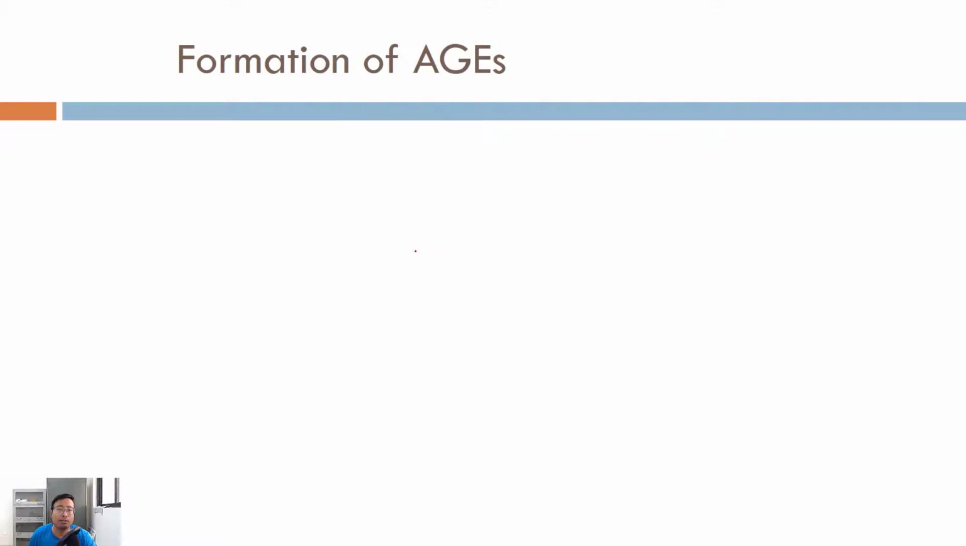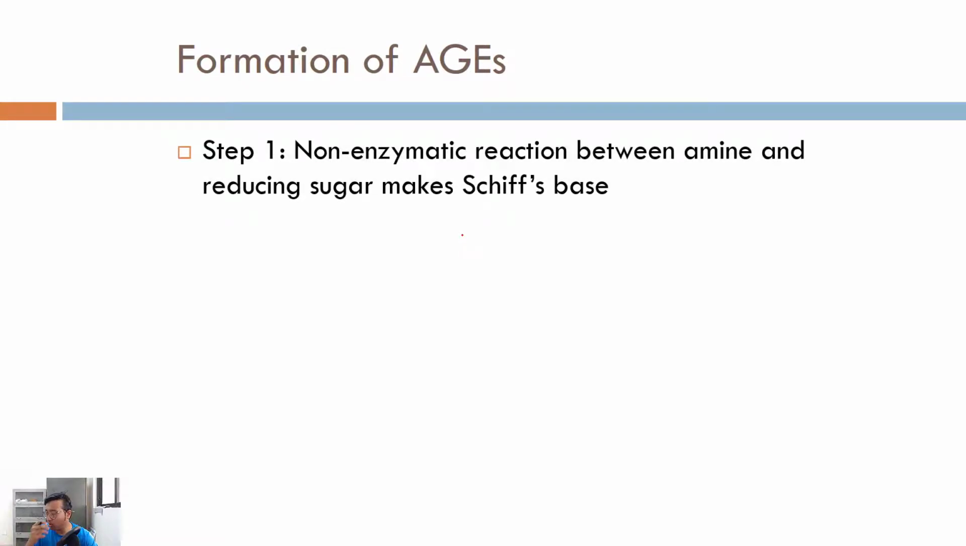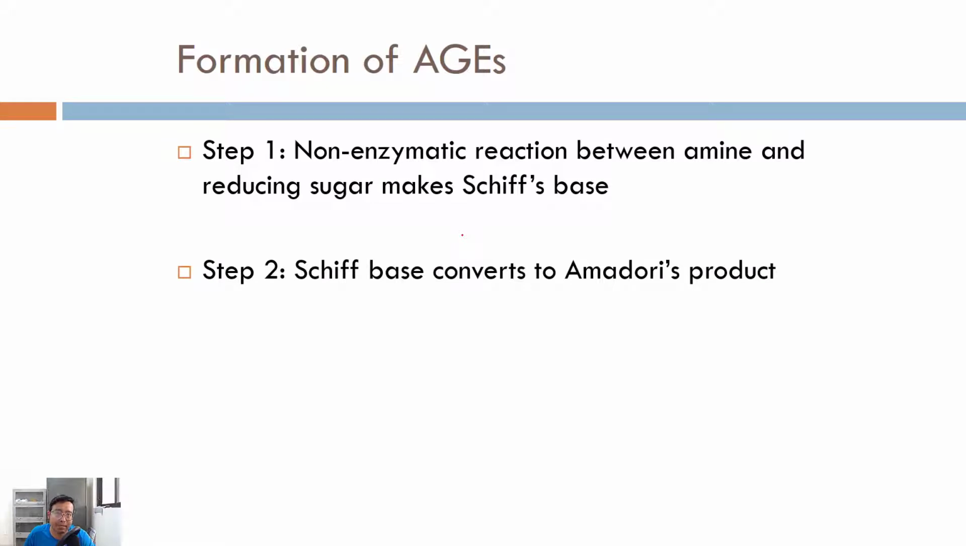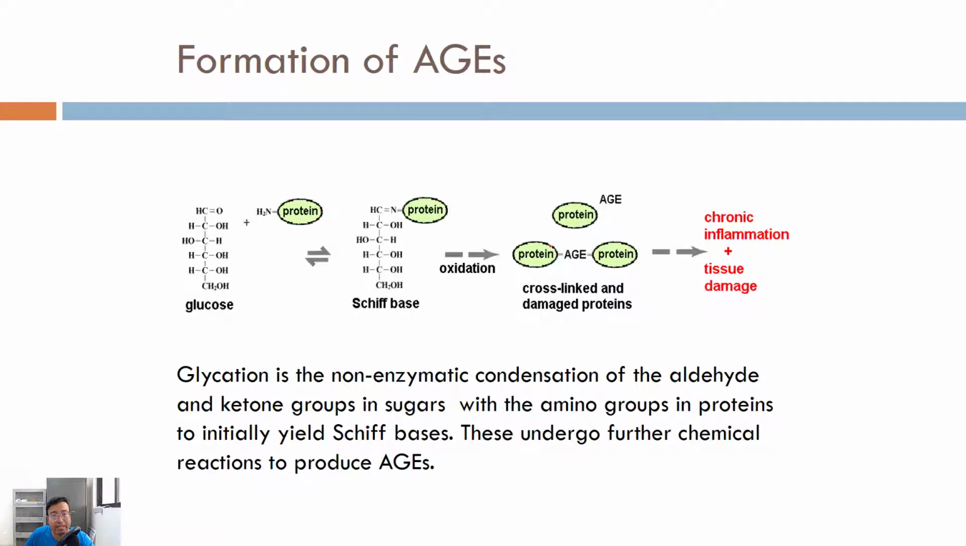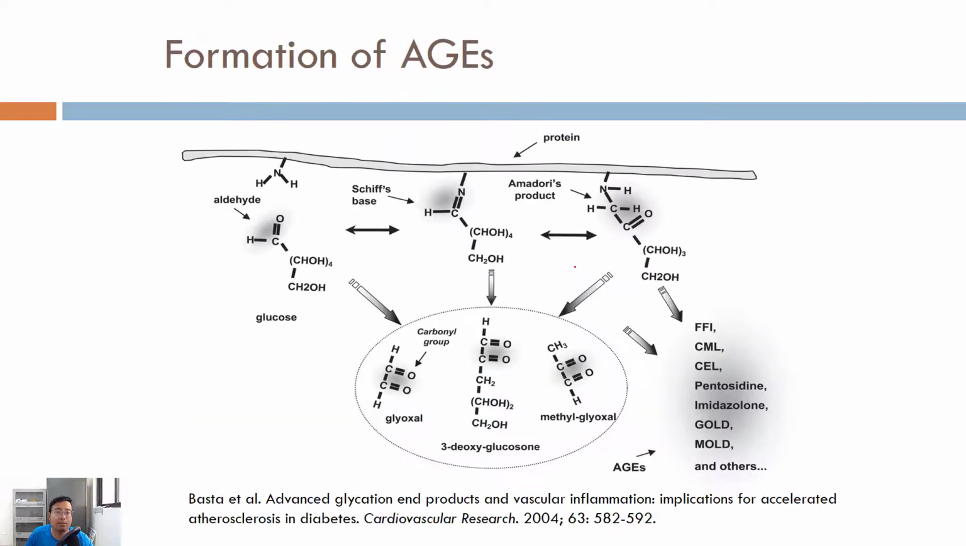Now let us look at the formation of the advanced glycation end product. There are three steps. Step number one, there is a non-enzymatic reaction between the amine and reducing sugar, which makes a Schiff base. In the next step, the Schiff base is converted to an Amadori product, and ultimately there are a series of slow chemical reactions which turn them into an irreversible advanced glycation end product. This is more or less the schematic reaction, right? And we can also visualize this reaction, which signifies more what is happening in vivo. Okay, so this is how it happens.